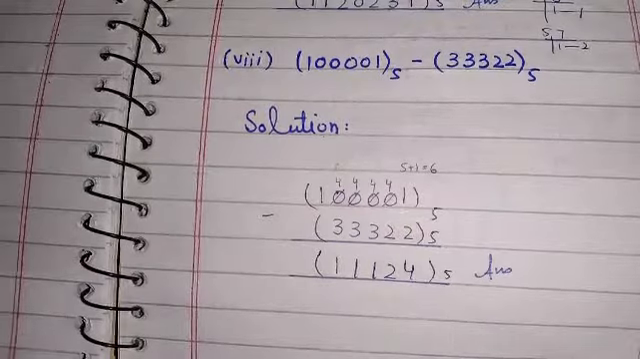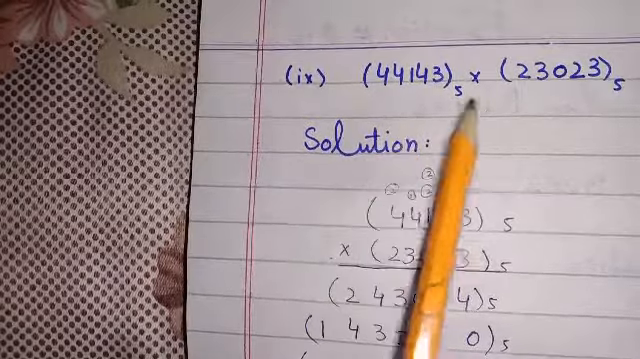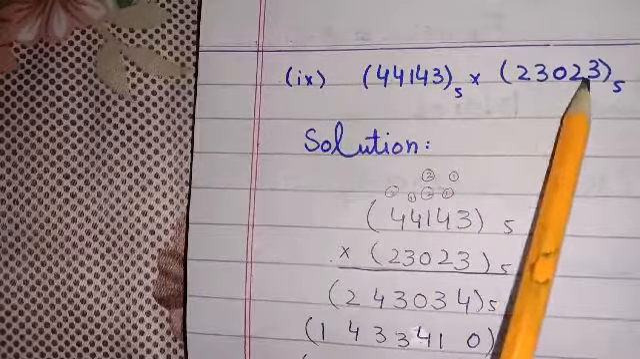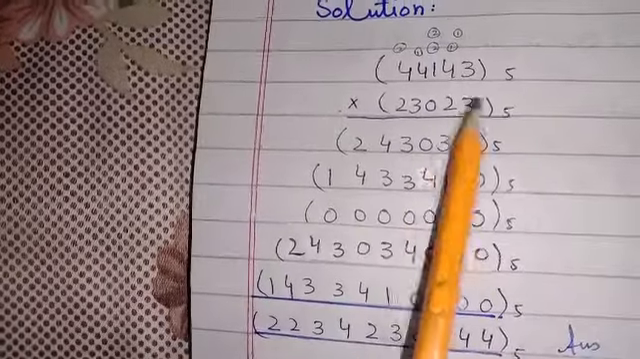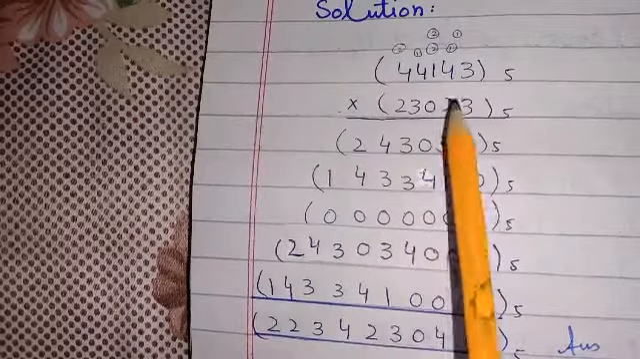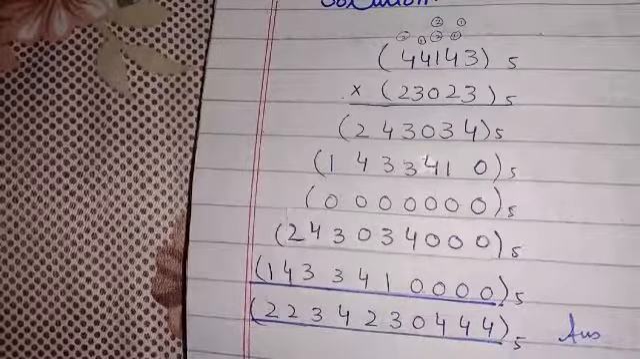This is our answer. Now students, here is the multiplication of base 5 number systems. 4 4 1 4 3 with base 5 into 2 3 0 2 3 with base 5. Let's start its solution. Now students, first we will multiply 3 with all the digits of the upper number. 3 3s are 9. As you can see that we cannot write the 9, so we will divide it.